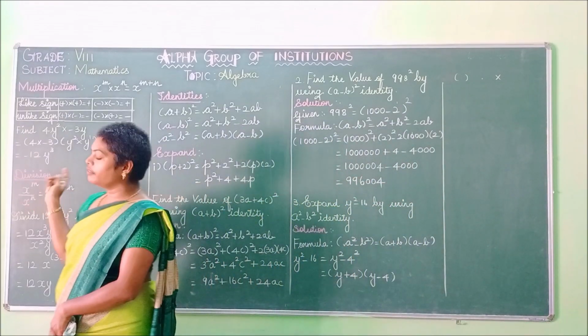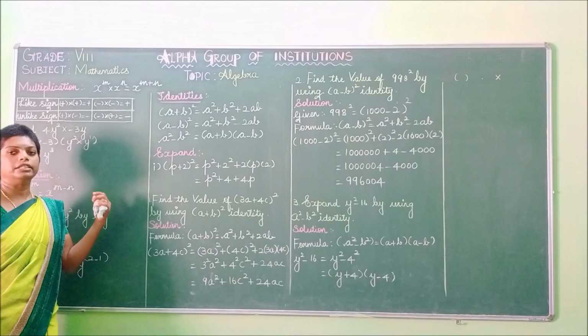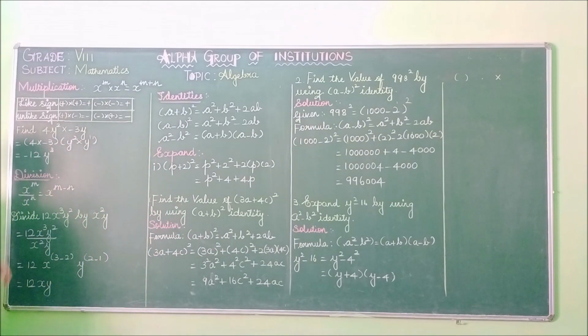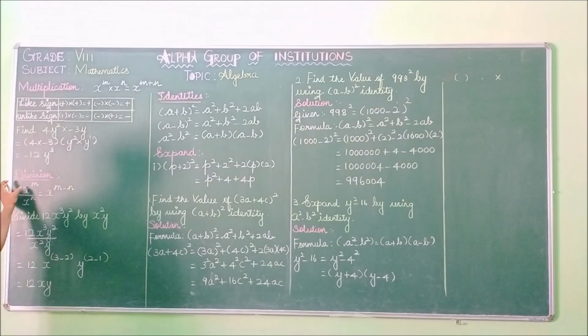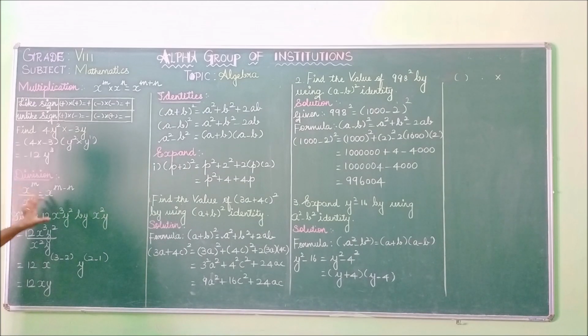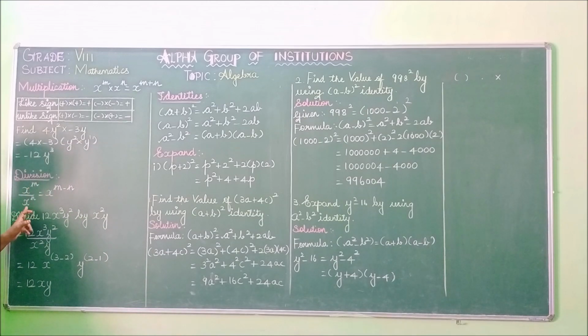So listen, after that we are moving to the division. These are multiplication, now we are moving to the division. So x power m divided by x power n is nothing but x power m minus n. There, when you are multiplying and both bases are same, you have to add the powers. Here you are dividing, both base values are same, you have to subtract the powers. So x power m divided by x power n is nothing but x power m minus n.